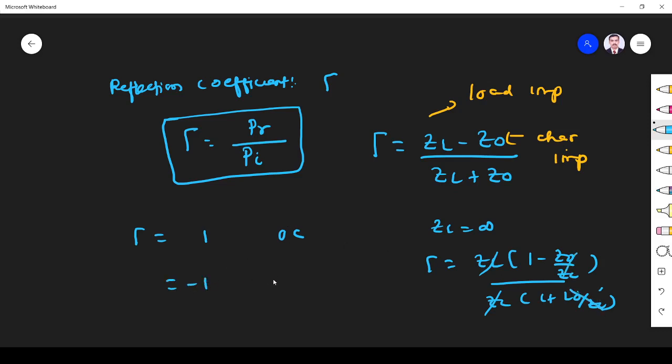Similarly, gamma is minus 1 for short circuit. Short circuit means ZL is 0, so the numerator is minus Z0 and the denominator is plus Z0, giving minus 1. Gamma is equal to 0 for matched load. Matched load means ZL is equal to Z0, so gamma becomes 0. Matched load means all power is transferred to the load, so the reflected power is 0 and gamma is 0.